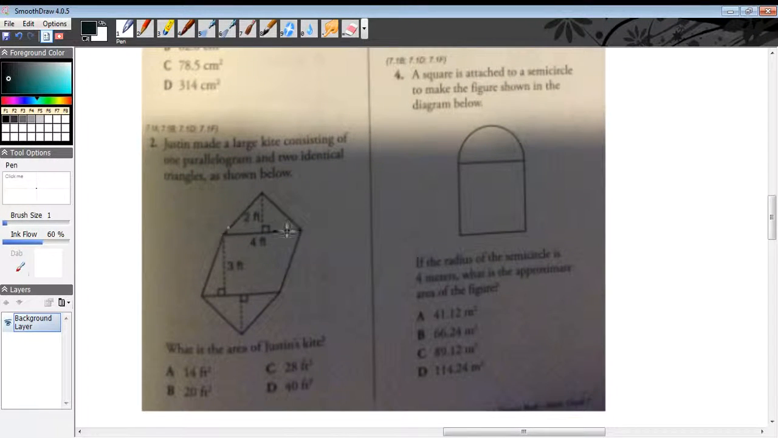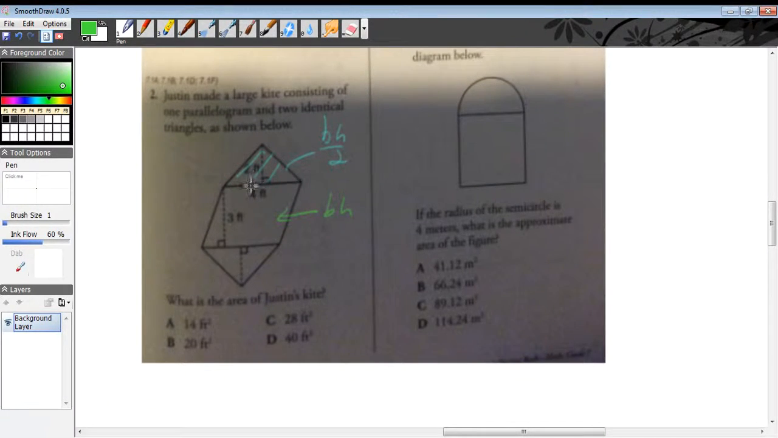For this one, here's a triangle. So this one here is going to be base times height divided by 2. Here, this is a parallelogram, so this is just going to be base times height, so the 4 times the 3. That's all you need for parallelograms. And then this triangle is identical to this one. So solve for the area of the one triangle, and then it's the same thing as this. So you can add these together, take this, multiply it by 2 to get both areas.